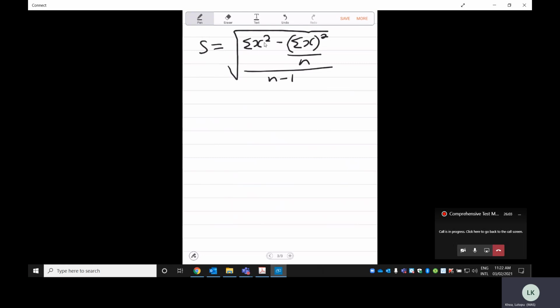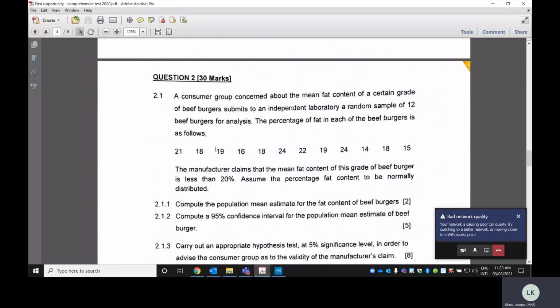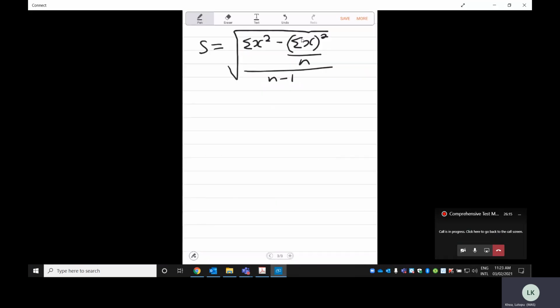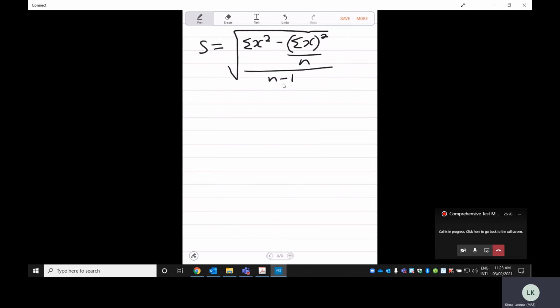So here what you do is you square each of the elements. So with your entries, you'll have 21 squared plus 18 squared plus 19 squared plus that, and so on. And then this is just 228 squared, and then we know what n is. So let's work this out.